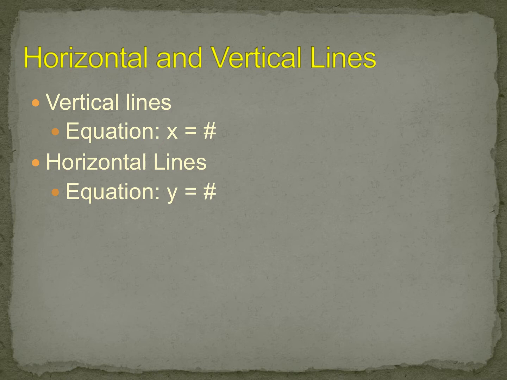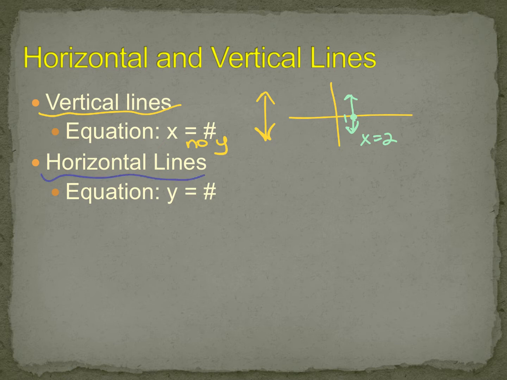Two special cases are vertical lines and horizontal lines. Vertical lines, which go up and down, have an equation, x equals, and there's a number, and there's no y in this equation. So if I had a line that crossed through where x was 2, a vertical line, my equation would be x equals 2. And remember, this has undefined slope.